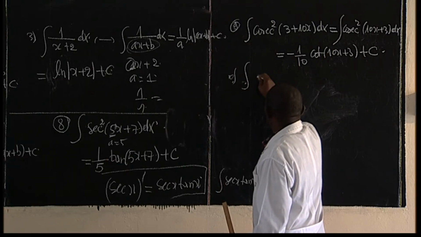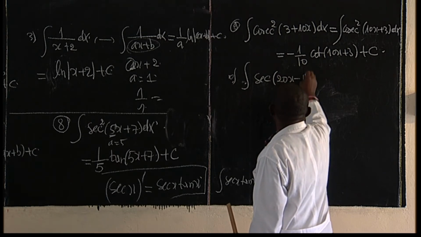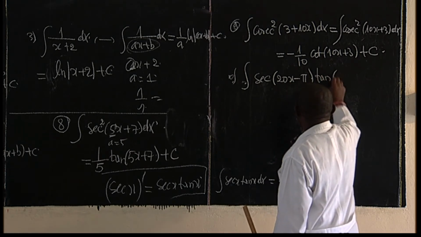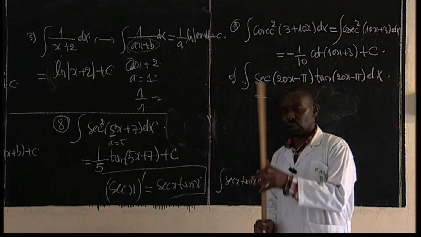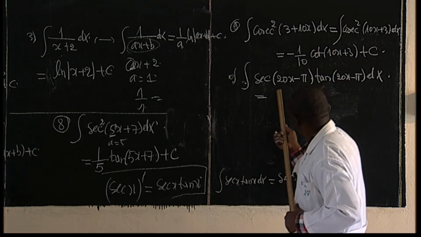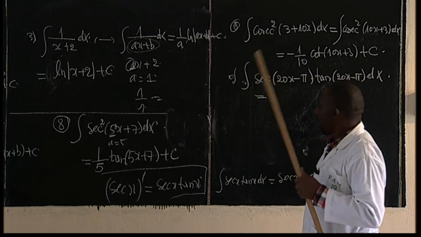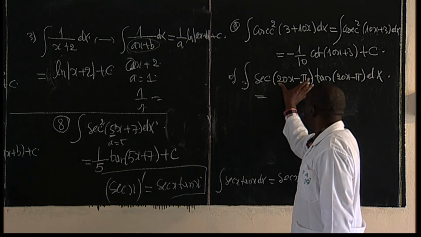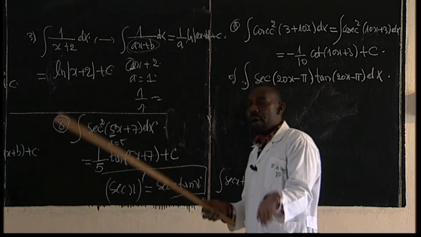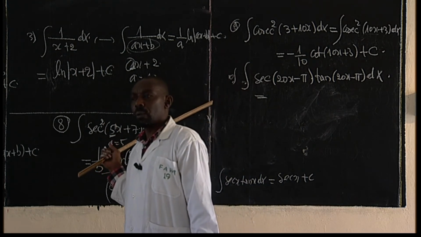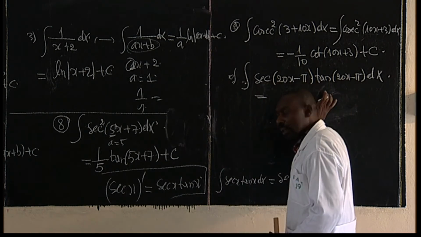Integral of sec of (20x minus pi) times tan of (20x minus pi) dx. Pay attention. In my integral, sec is involved and tan is involved. But make sure that the expression in bracket for secant is the same for tangent. If they are different, there is another method of solving such a problem, right? So for the moment, as this expression in bracket is the same, right?